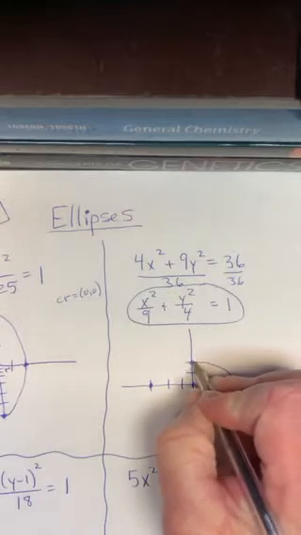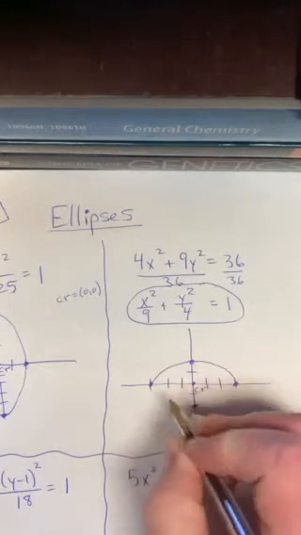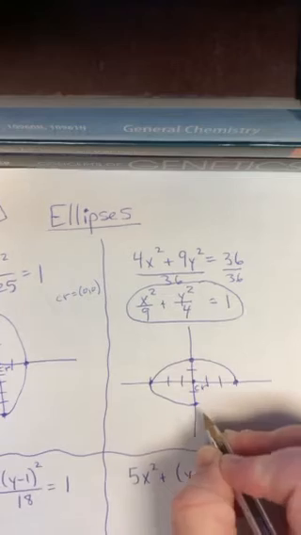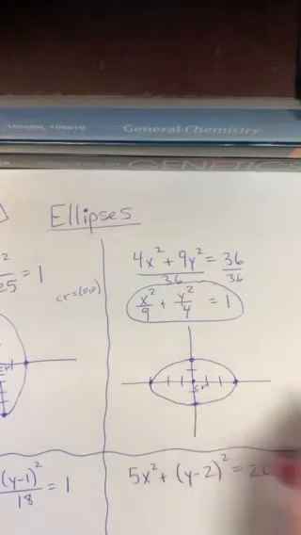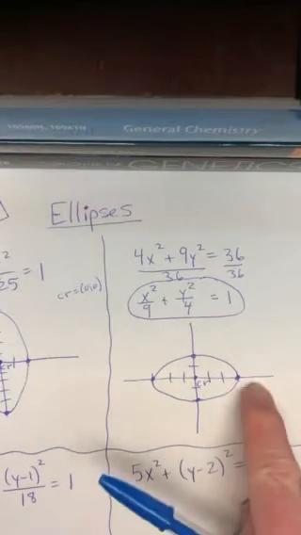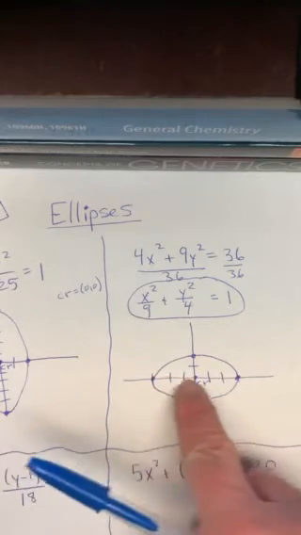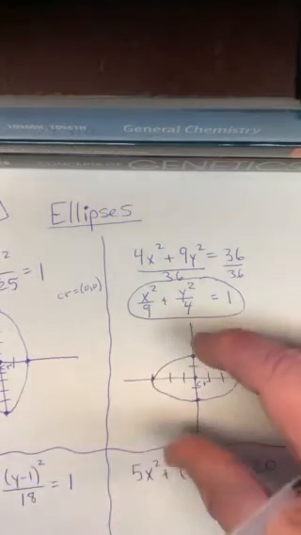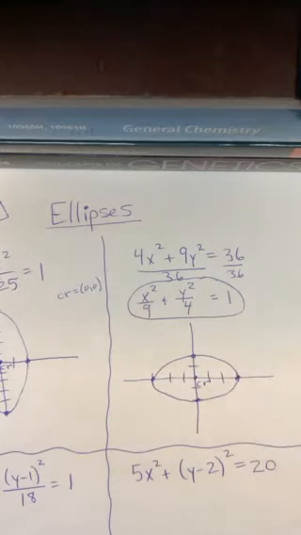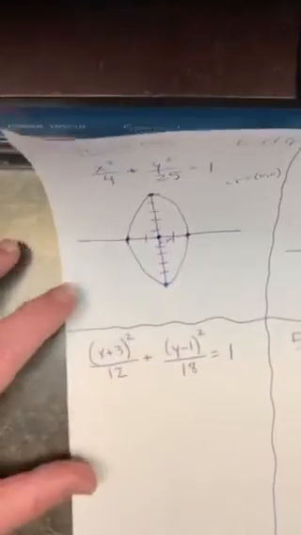So this guy is elongated horizontally from left to right. It's a football laying on its side. And that's called a horizontal ellipse because the major axis is running left to right. The minor, smaller axis is running up and down. Okay? Go to block 3.